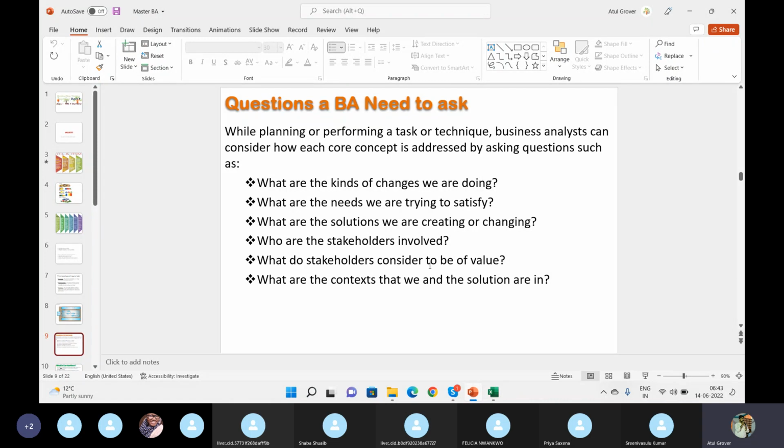What do stakeholders consider to be a value? When you say, yes, I'm able to achieve the results. After this training, if you are able to get a good job, you are able to crack the interviews, then you will say, yes, this training is so helpful, I'm able to achieve the value. And what is the context we and the solution are in? Like I said in the beginning, guys, this is a techno-functional training, nothing more specific, no deep technical, but a techno-functional training. So I'm putting a context for you so that you can decide whether you want to be part of this training or not.